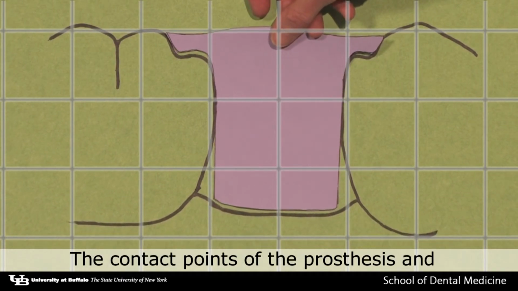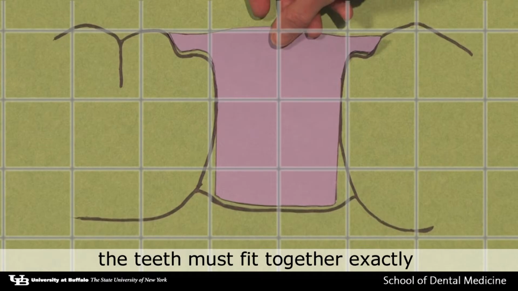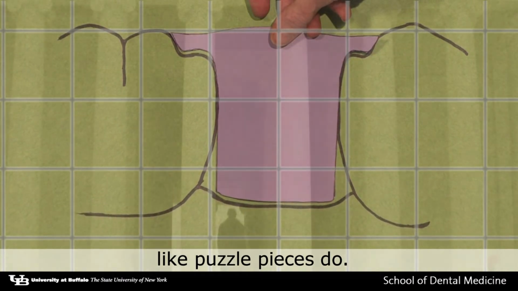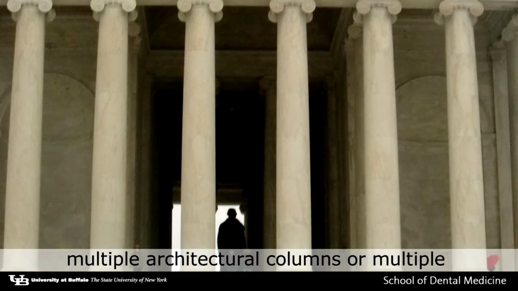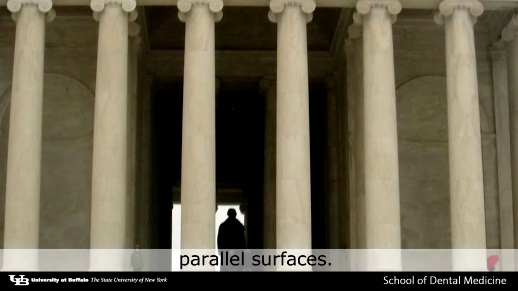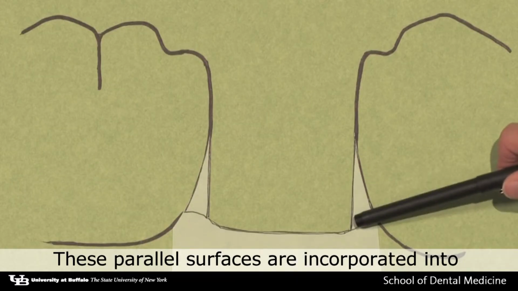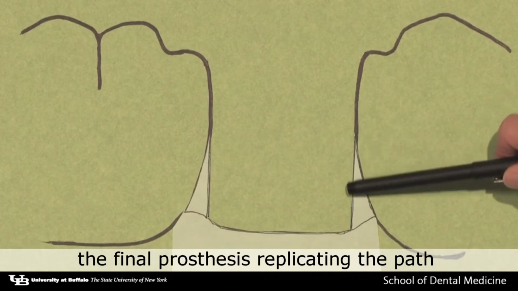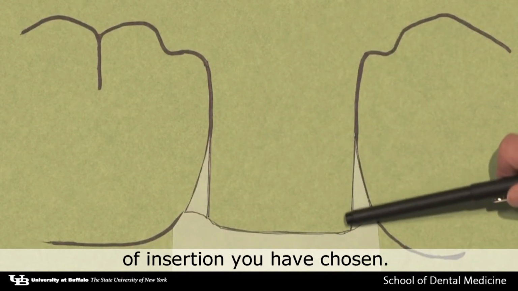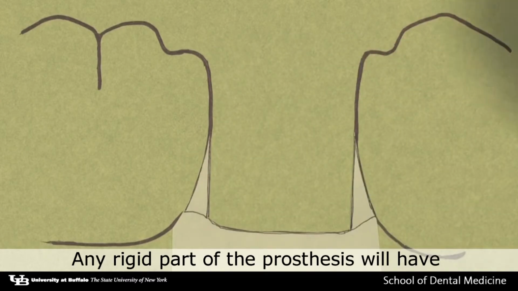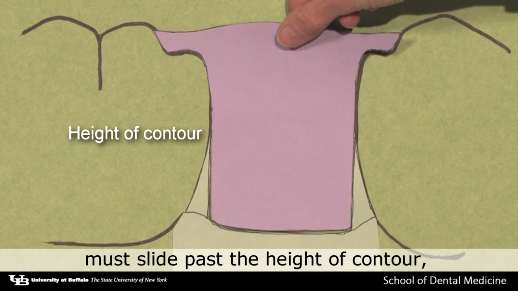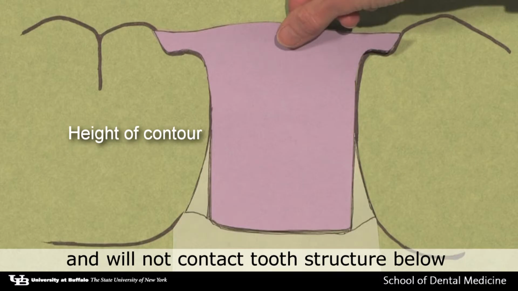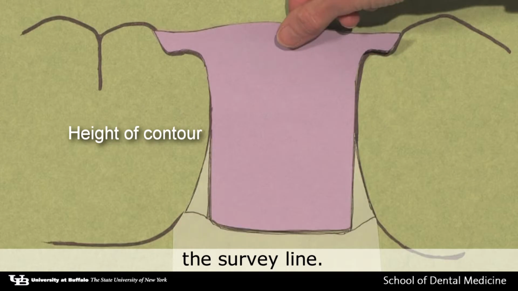The contact points of the prosthesis and the teeth must fit together exactly, like puzzle pieces do. Think of multiple proximal surfaces as multiple architectural columns or multiple parallel surfaces. These parallel surfaces are incorporated into the final prosthesis, replicating the path of insertion we have chosen. Any rigid part of the prosthesis will have a final position below the height of contour, must slide past the height of contour, and will not contact tooth structure below the survey line.